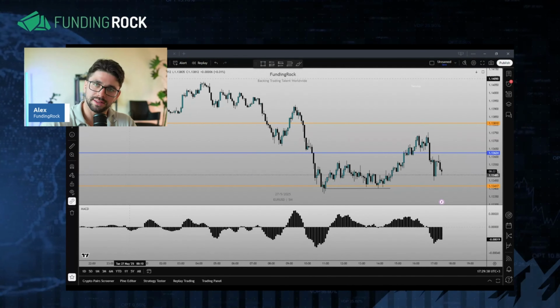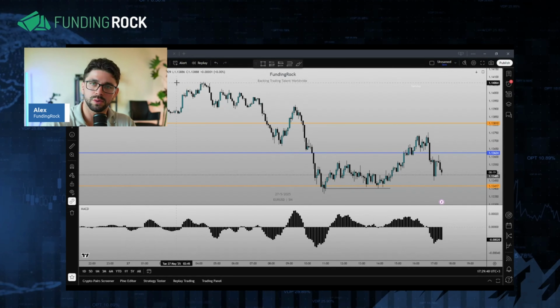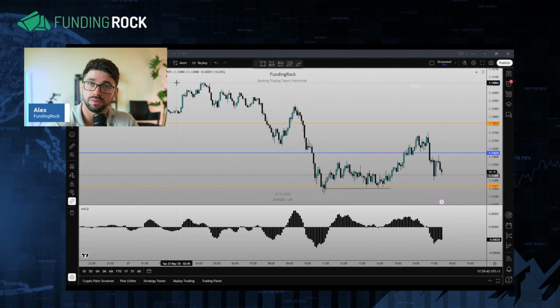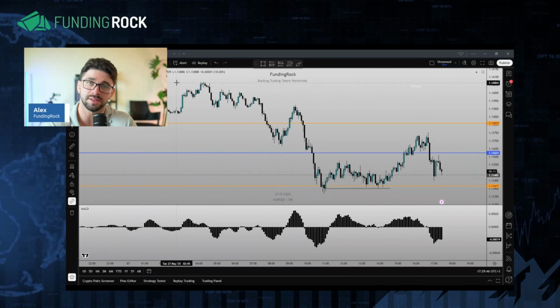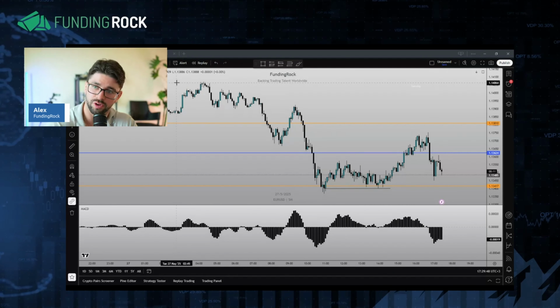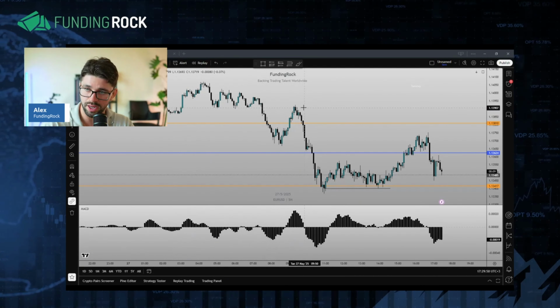The idea with the MACD is that it's going to help us get into the trend. It's going to help us get into any kind of trend. It doesn't matter if it's a macro trend or an intraday trend. A good example is right here.